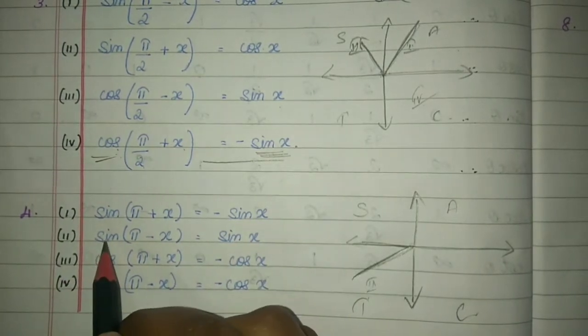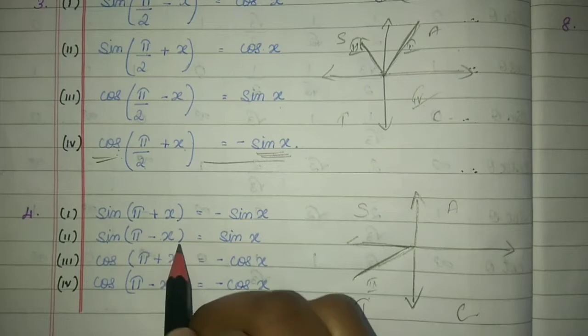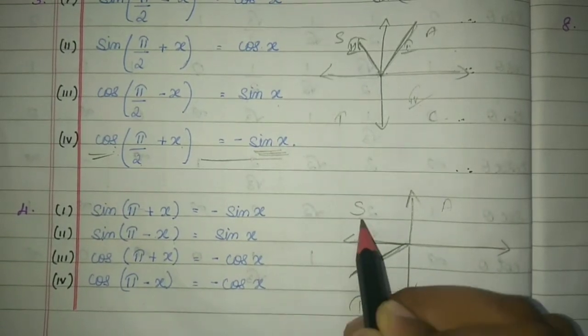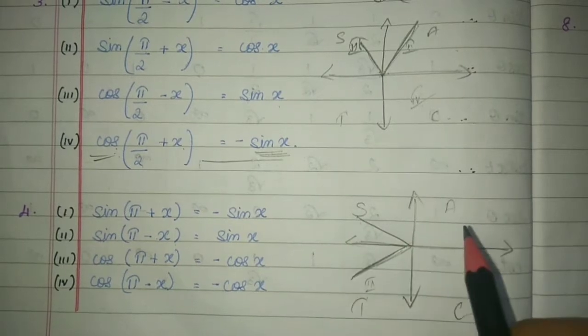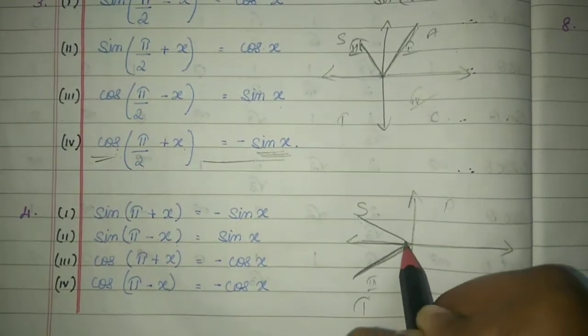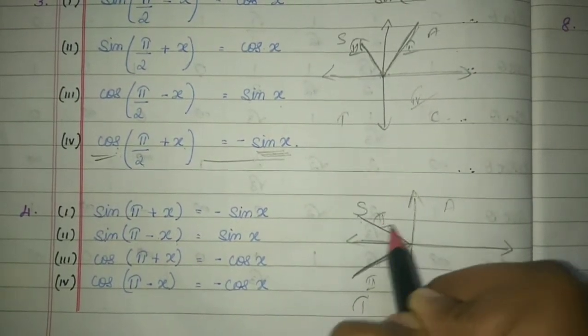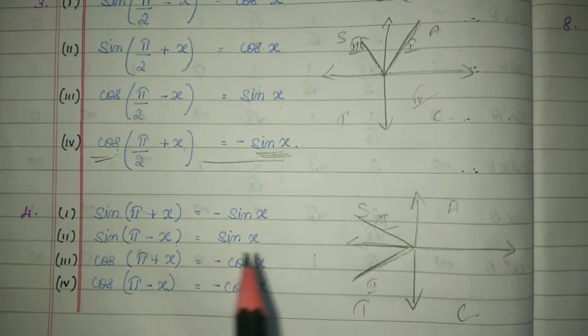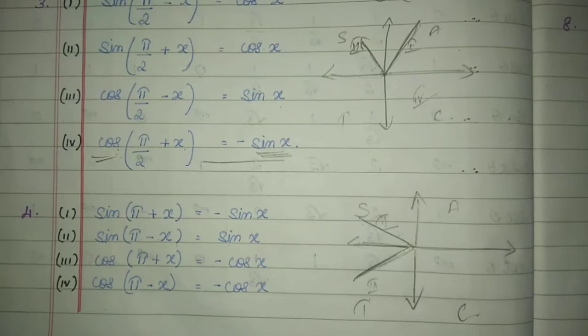And here it is sin(pi - x). Sin(pi - x) means pi is here, minus x will be here. So therefore it is positive. In the second quadrant, sine is positive, so it is plus sin x.